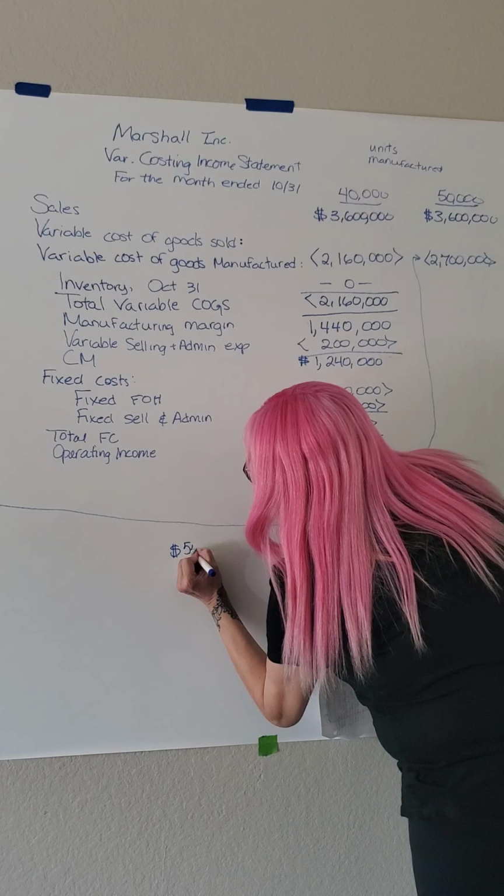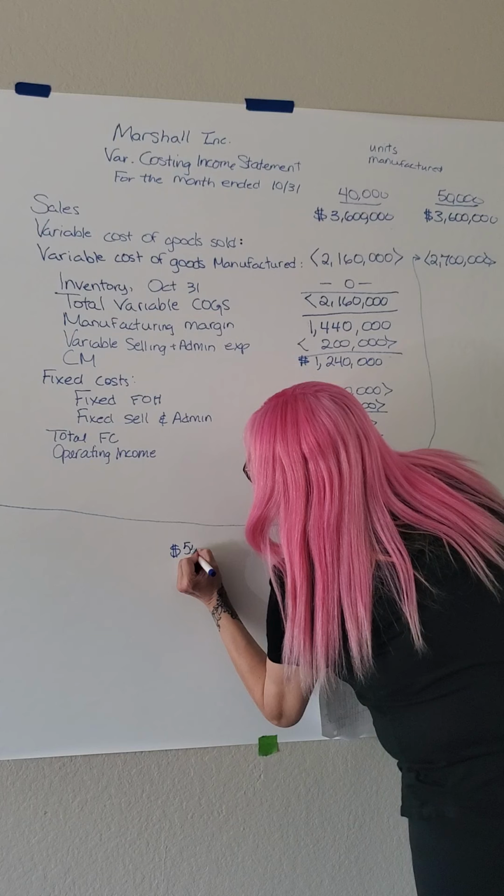So we're going to start off. The problem tells us fixed factory overhead. That one's $120,000. Fixed selling and administrative expenses are $75,000. So we have total fixed costs of $195,000. We're going to subtract the fixed costs from our contribution margin of $1,240,000, and we're going to end up with operating income of $1,045,000.